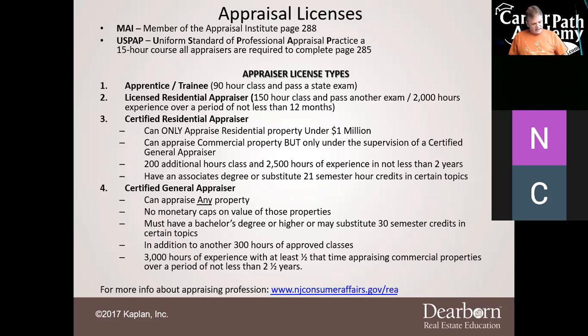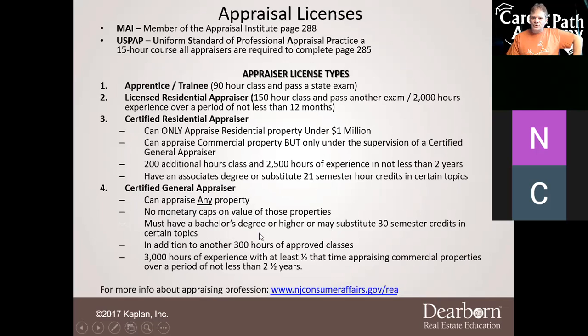All right. Now, if you want to become a certified general appraiser, you can appraise any kind of property, residential properties over $1 million or commercial property. And this is probably going to be the answer that you're going to need on a state exam. But I'll tell you 2 ways that they could ask questions. There's no monetary caps on the values of the properties they can appraise.